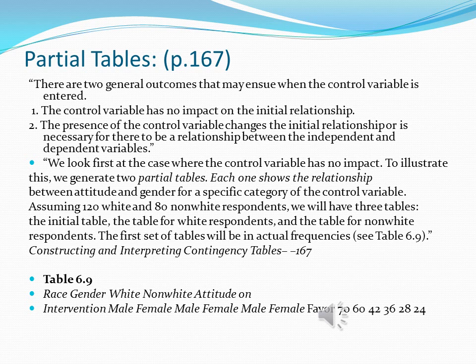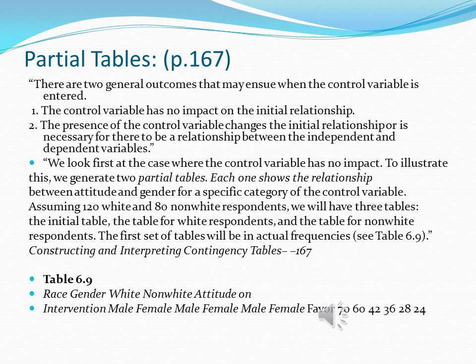In the next bullet point, we look first at the case where the control variable has no impact. To illustrate this, we generate two partial tables. Each one shows the relationship between attitude and gender for a specific category of the control variable. Assuming 120 white and 89 non-white respondents, we will have three tables: the initial table, the table for the white respondents, and the table for the non-white respondents. The first set of tables will be in actual frequencies. See table 6.9 in your textbook.